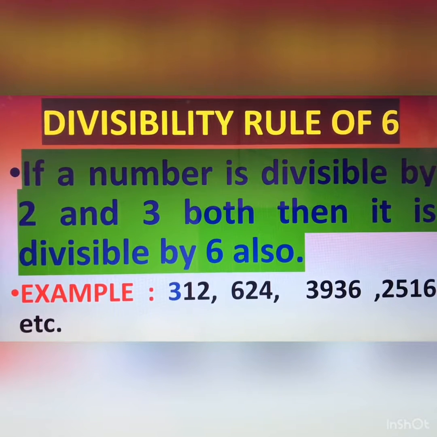Here the next number, 3936, this is also divisible by 2 and 3. Why? Because the ones place digit is 6 and 6 is divisible by 2, and therefore the sum, 3 plus 9 how much? 12. 12 plus 3 how much? 15. 15 plus 6 how much? 21. And you know that 21 is divisible by 3. Since this number is divisible by 2 and 3 both, therefore 3936 is also divisible by 6.